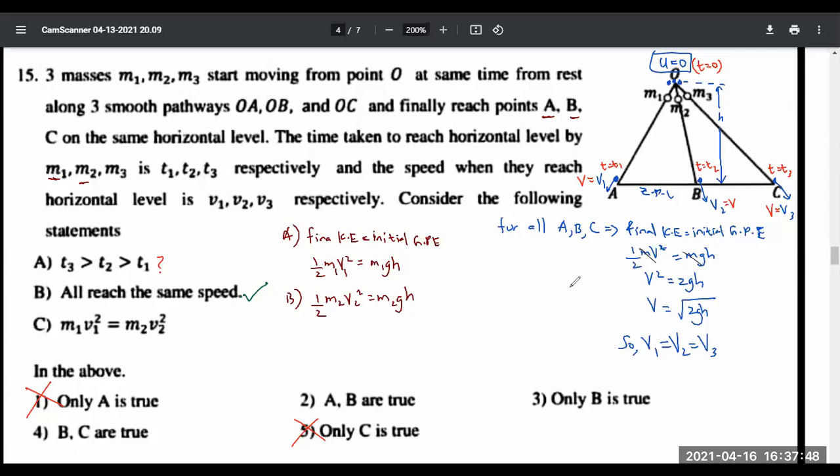C is wrong means what is the only possible answer we have? A, we can't surely say. So it's either second or third. In the scheme, they have given second as the answer. So definitely this is wrong. Fourth is wrong because you can't say this. Now we know V1 is equal to V2. That is 100% sure. But there is no clear evidence to show that M2 is equal to M1. So this is wrong. It's either second or third.